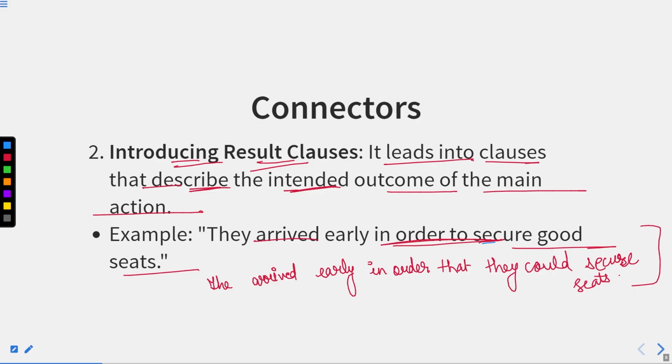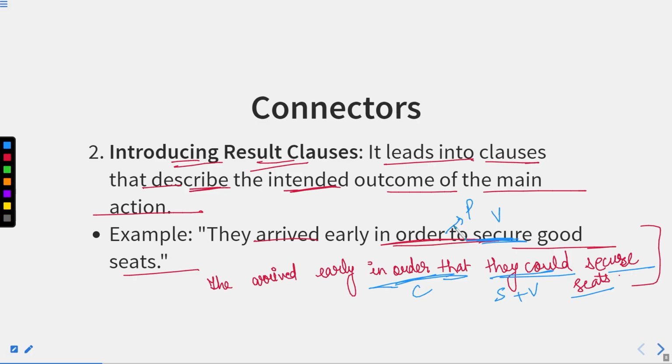If you see this one, after "to" we have only a verb, whereas after "in order that" we have "they could secure seats." It means here we have a subject plus verb structure. So "in order that" is a conjunction, whereas "in order to" is a preposition, because after "in order that" we have a full clause.